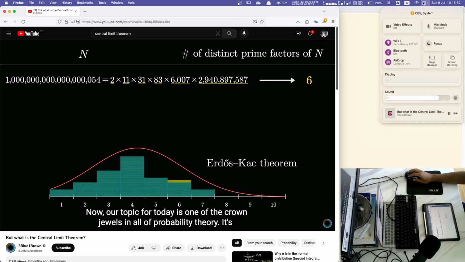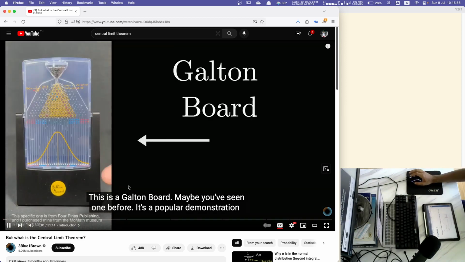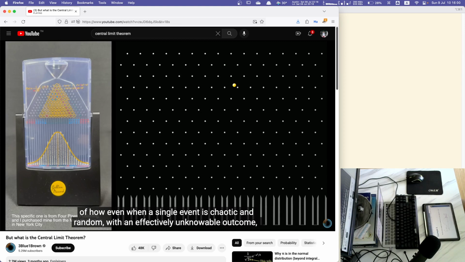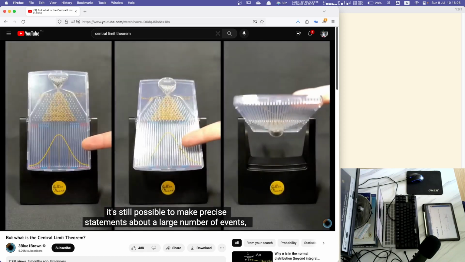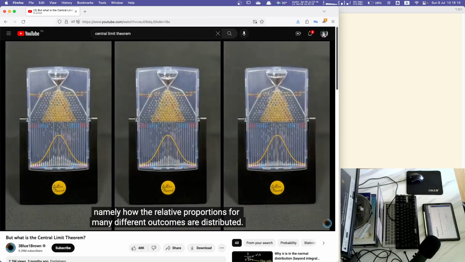Now our topic for today is one of the crown jewels in all of probability theory. This is a Galton board. Maybe you've seen one before. It's a popular demonstration of how even when a single event is chaotic and random with an effectively unknowable outcome, it's still possible to make precise statements about a large number of events, namely how the relative proportions for many different outcomes are distributed.